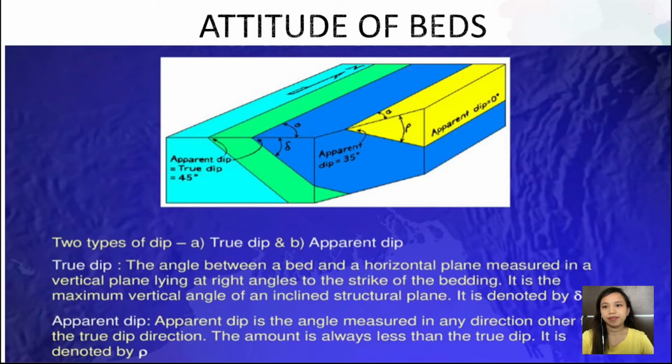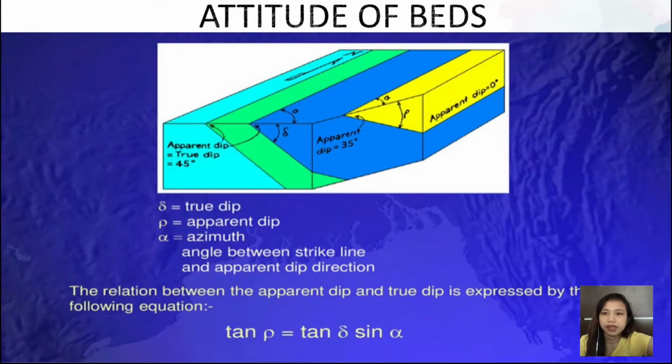Apparent dip is the angle measured in any direction other than the true dip direction, so the amount is always less than the true dip. It is denoted by P. D is equal to true dip, P is equal to apparent dip, and alpha is equal to azimuth, the angle between the strike line and the apparent dip direction.